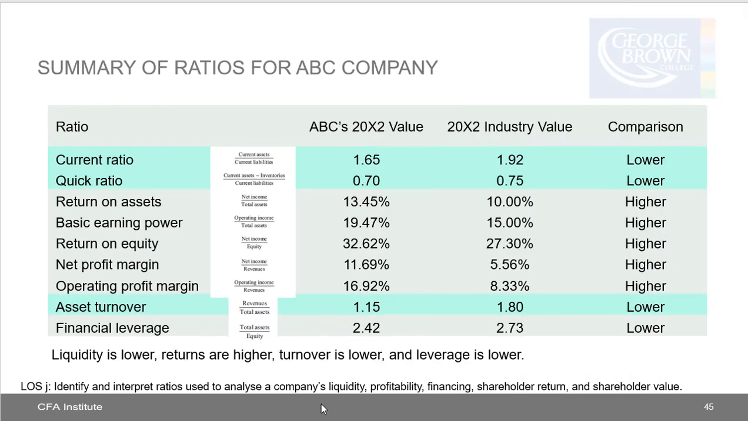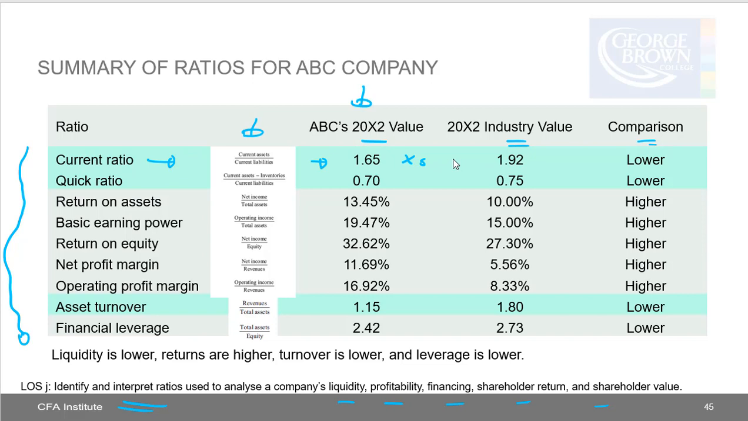So now that we've learned to calculate the ratios, understanding the numerator and denominator, what the ratios are, with regards to liquidity, profitability, financing, shareholder return, shareholder value, this slide is just talking about now interpreting the ratios. And so here we've got a nice little summary of some of the ratios that we've looked at, and I've included the formula here in the column. Then we have ABC's company 20x2 value, and then we have the industry value, so we're going to do a comparison, okay? So starting with the current ratio, current assets divided by current liabilities, ABC's 20x2 was 1.65 times.